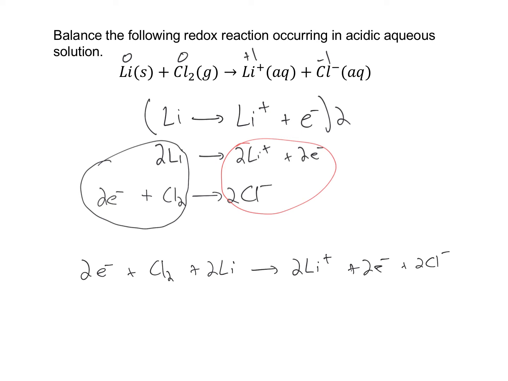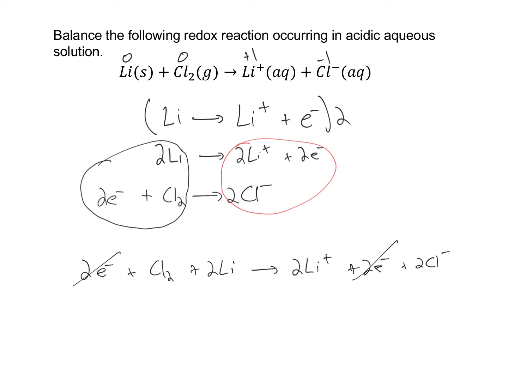Alright, and then our final step is to cancel out the electrons. If the electrons don't cancel out, then we've done something wrong. Anything else that's identical on both sides, generally H pluses and waters, which we didn't have to deal with here but will in other examples, we would cancel. In this case, the only thing that cancels is the 2 electrons. This may be obvious, but Li is not the same thing as Li plus, so those would not cancel.